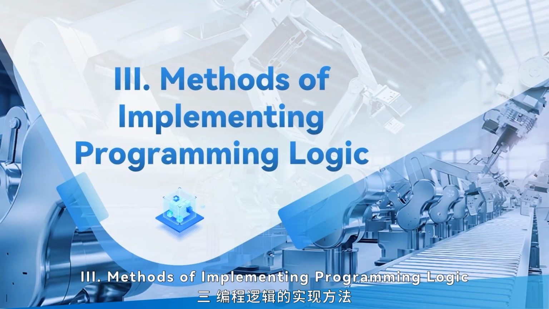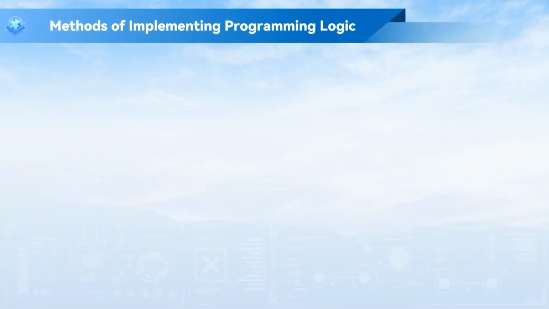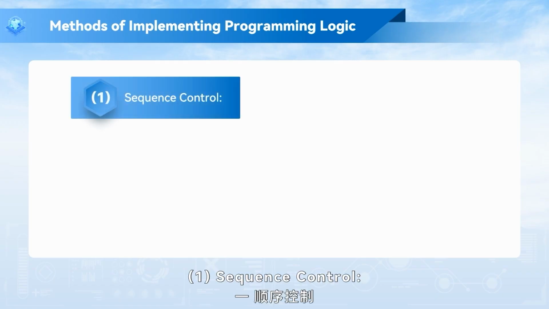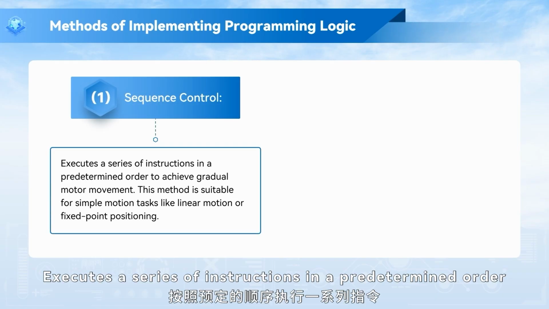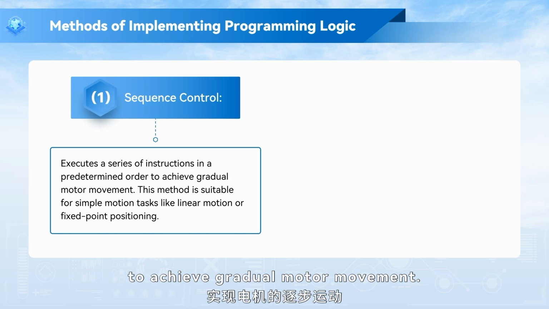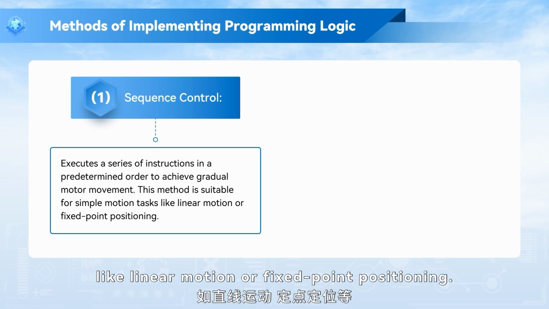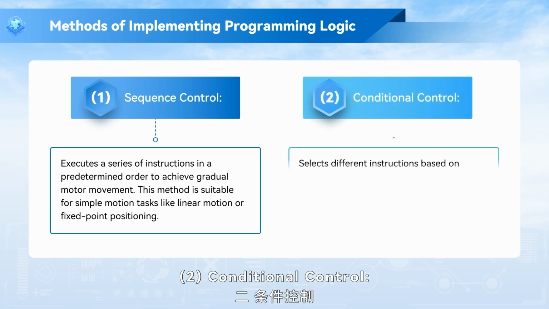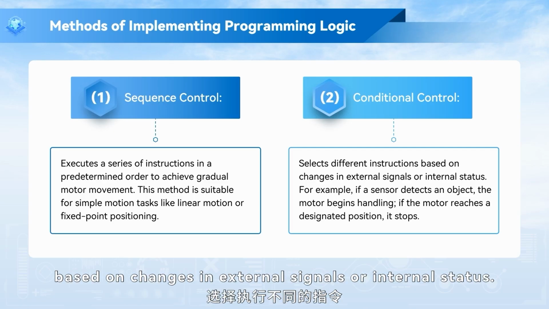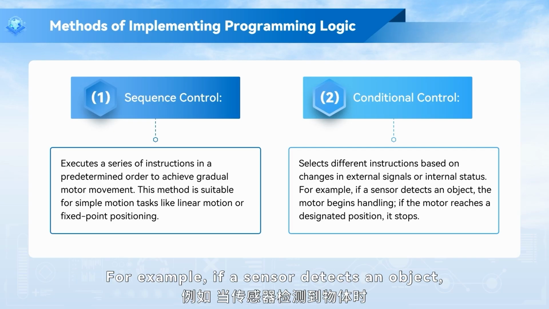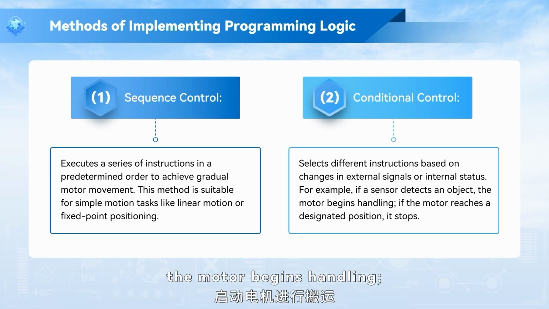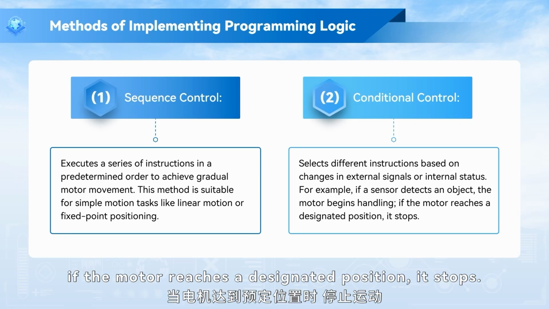3. Methods of implementing programming logic. 1. Sequence control executes a series of instructions in a predetermined order to achieve gradual motor movement. This method is suitable for simple motion tasks like linear motion or fixed point positioning. 2. Conditional control selects different instructions based on changes in external signals or internal status. For example, if a sensor detects an object, the motor begins handling. If the motor reaches a designated position, it stops.